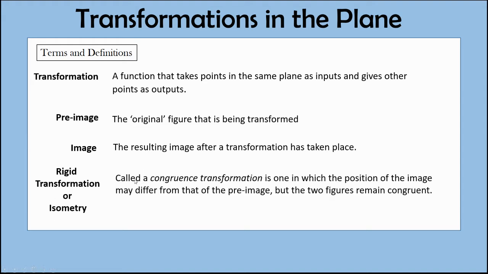Okay, and we call it this because, or I'll just read the definition, a congruence transformation is one in which the position of the image may differ from the pre-image, but the two figures will remain congruent. It's called rigid because the shape stays exactly the same. It just moves to a different location in the coordinate plane. So that's what we call a rigid transformation. So all of these, reflection, rotation, translations that we do, will create a new shape, but that new shape is going to be congruent to the original. So the image is going to be congruent to the pre-image.